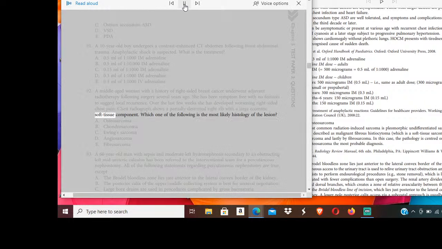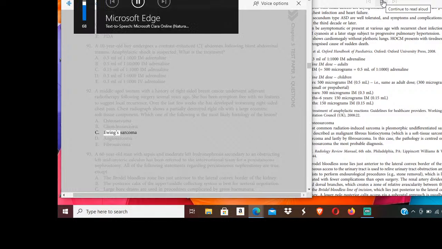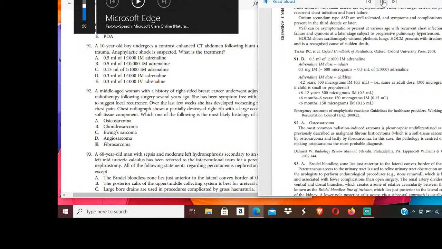Rib with a large eccentric soft tissue component. Which one of the following is the most likely histology of the lesion? A. Osteosarcoma. B. Chondrosarcoma. C. Ewing sarcoma. D. Angiosarcoma. E.